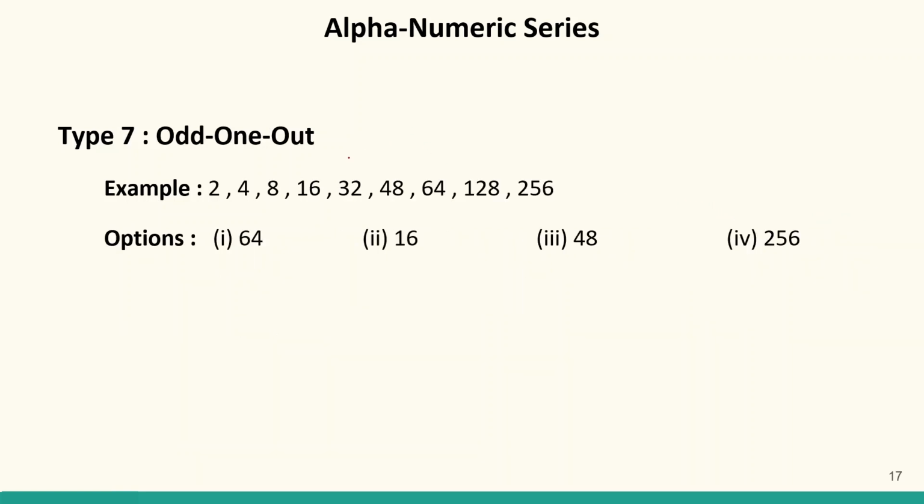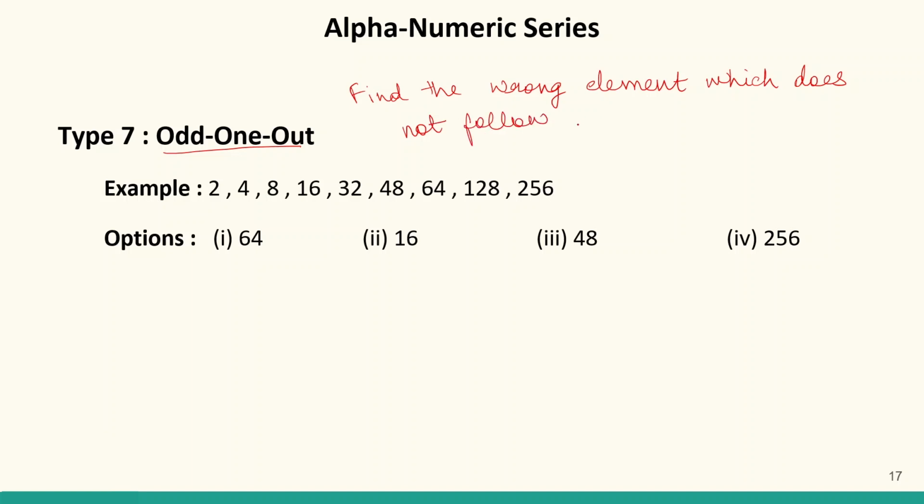Now odd one out series. Odd one out series, there is one element that is wrong in the series and we have to find the wrong element which does not follow the logic or the pattern of the series. Okay, this is odd one out.